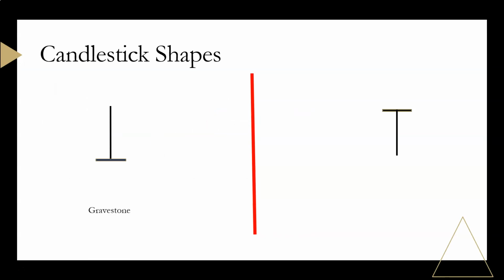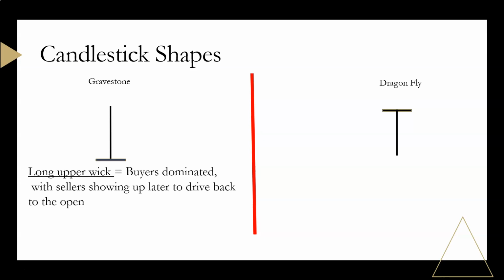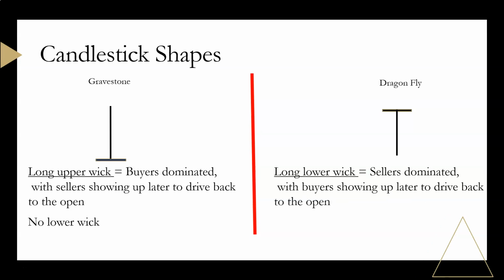You also have your gravestone and your dragonfly. Some characteristics of the gravestone are that they have a long upper wick with no body and no lower wick at all. Whereas the dragonfly is the exact opposite. That has a long lower wick with no body and no upper wick at all. And both of these candlestick shapes are used to identify bullish or bearish reversals.